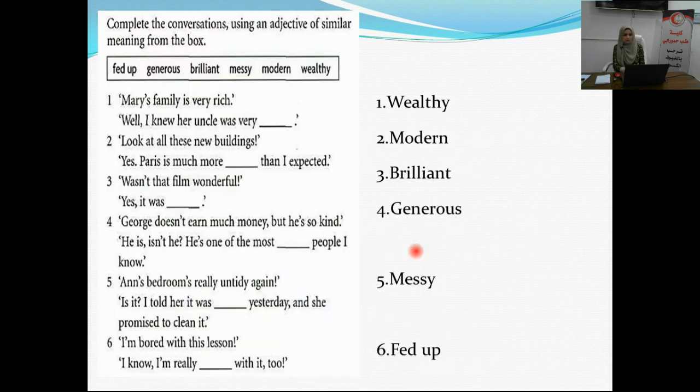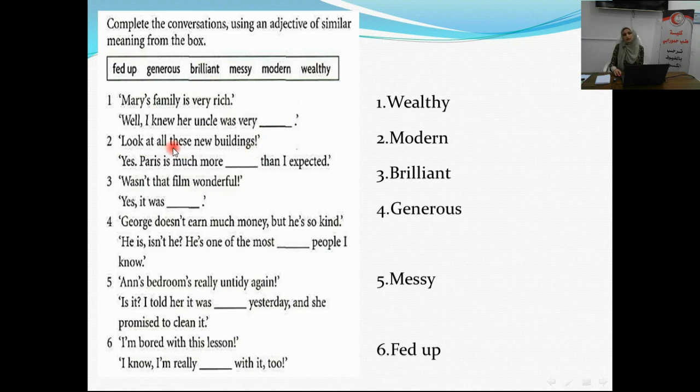An exercise here: complete the conversation using an adjective of similar meaning from the box. So here we have adjectives and we're going to put them in their suitable blanks. Number one, Mary's family is rich. Well, I know her uncle was very... So if we have rich, we're going to think about a similar meaning. We have fed up, generous, brilliant, messy, modern or wealthy. I think wealthy means rich. So we're going to put, well, I know her uncle was very wealthy.